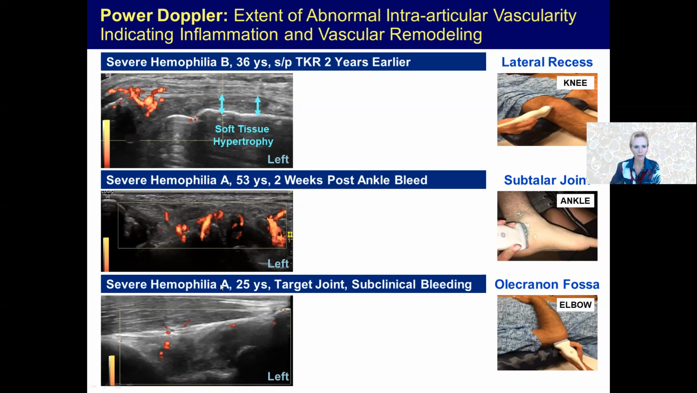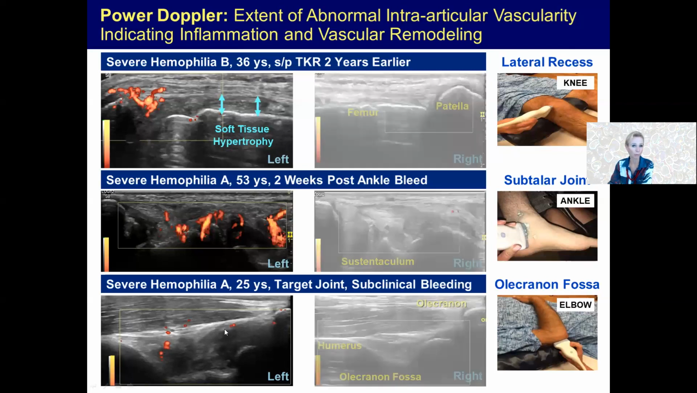And then the last patient here is 25 years old, severe hemophilia A, and this is one of his target joints, but he doesn't report any pain in the joint. But when he images his joint, it clearly shows that there is subclinical bleeding present. This is the posterior olecranon fossa with a complex effusion in this space. But also in the synovial area, you can see some mild power Doppler signal.